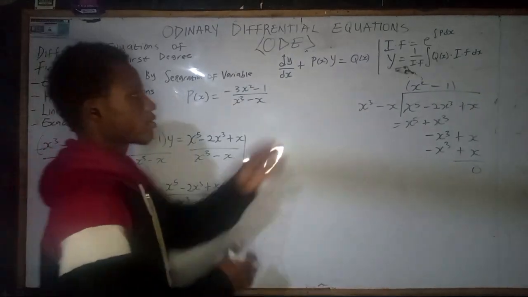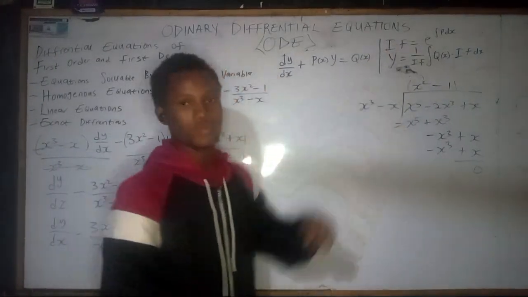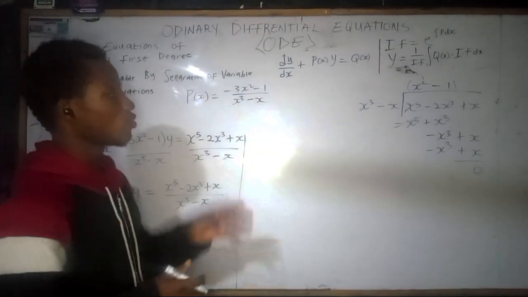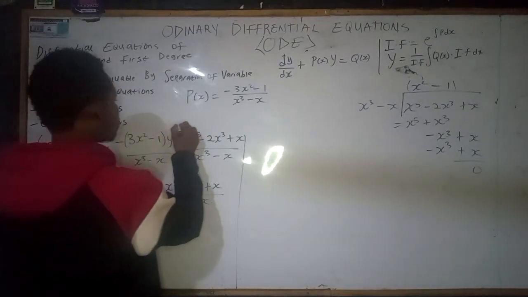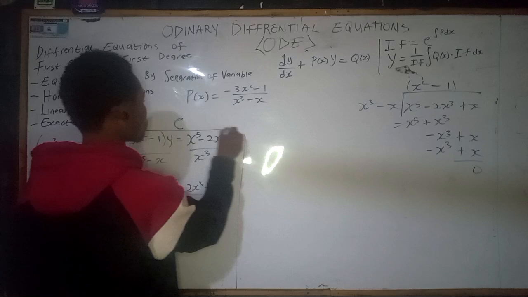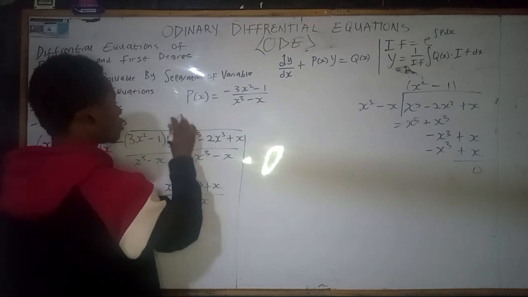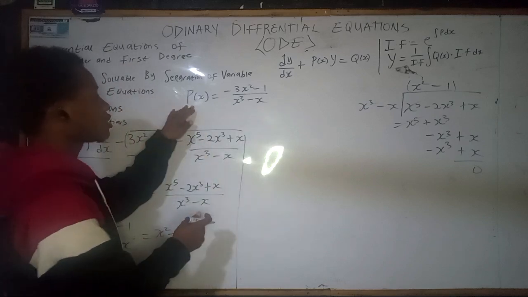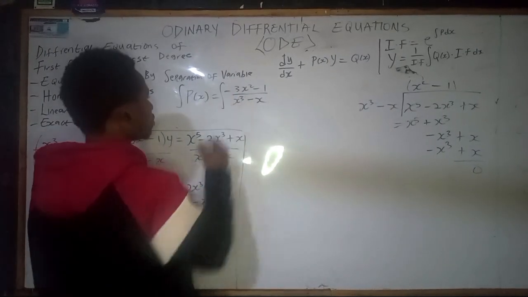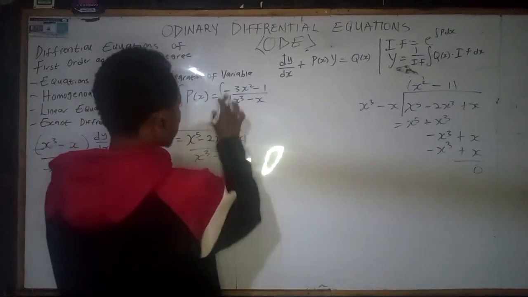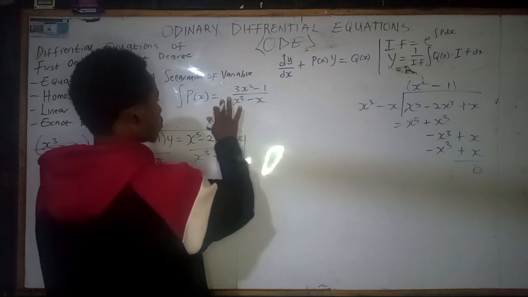Now we need to get our integrating factor, which is equal to e raised to the power of the integration of P dx. So now we put e raised to the power of the integration, or first of all, let us integrate P dx. So if we integrate P dx, that is, we integrate both sides, we can bring this minus outside.